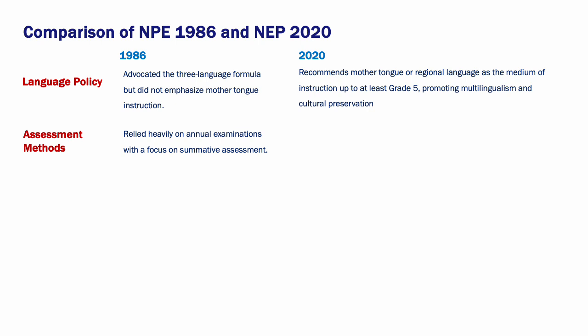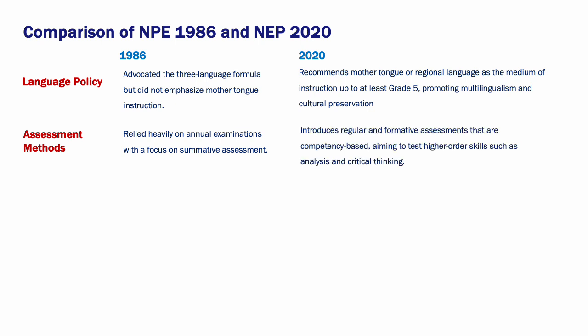While in 1986 the assessment methods relied heavily on annual examinations with a focus on summative assessment, 2020 introduces regular and formative assessments that are competency-based, aiming to test higher order skills such as analysis and critical thinking.